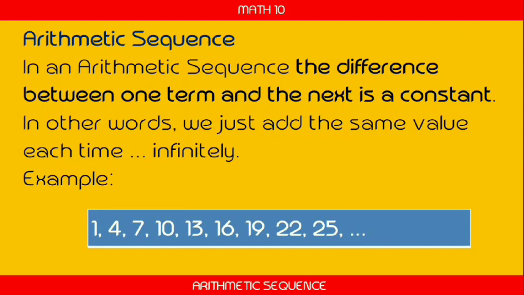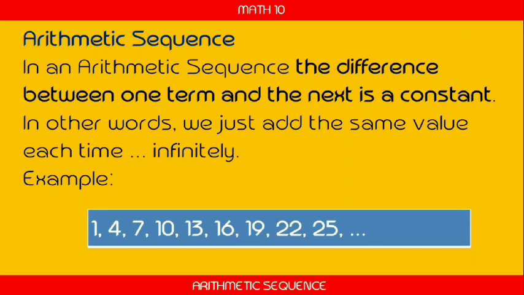Arithmetic sequence. The difference between one term and the next is a constant. In other words, we just add the same value each time infinitely. Example: 1, 4, 7, 10, 13, 16, 19, 22, 25.